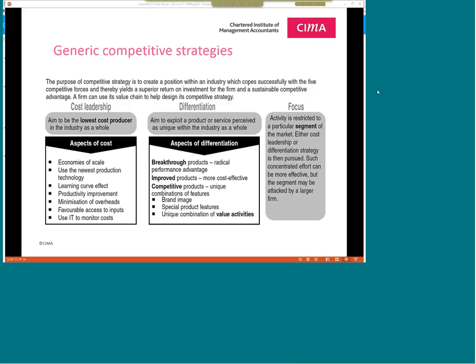And within the focus, you can still follow either cost leadership or differentiation. It's the way how you actually compete. So you can be focusing on a small part of the market, but at the same time follow cost leadership or differentiation. Depends on the situation, how the organization tries to compete.